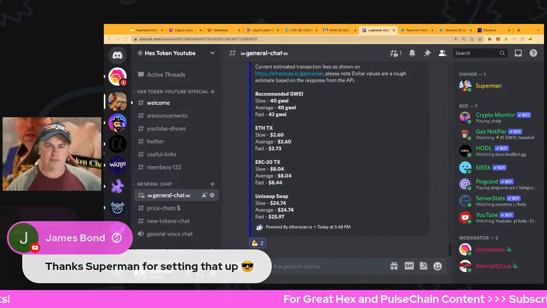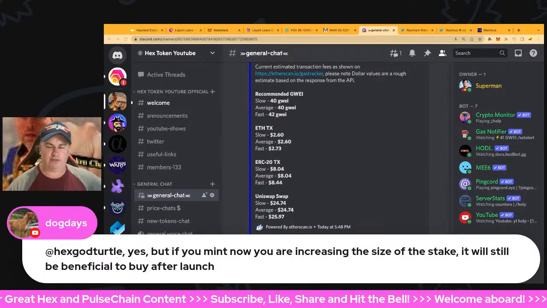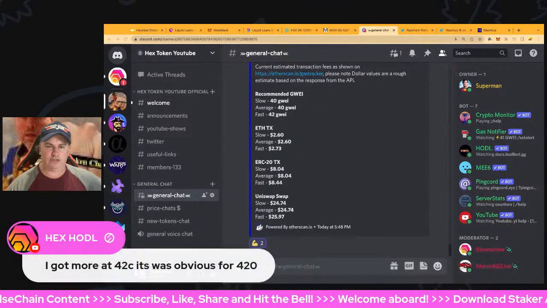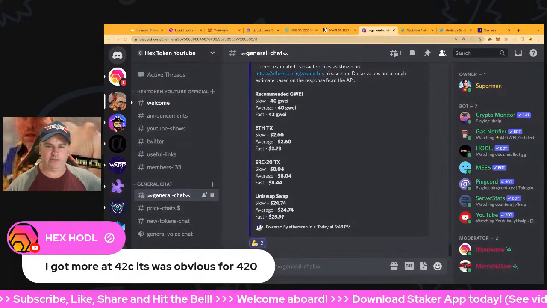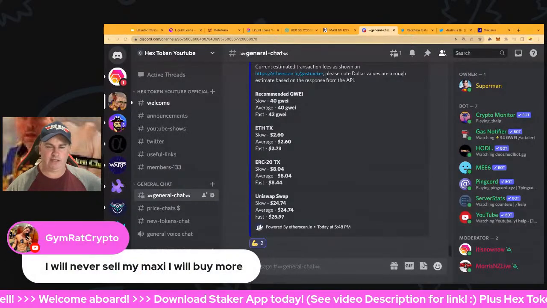If you mint now, you are increasing the size of the stake. It will be beneficial to buy after the launch. That's true. I get more at 42 cents. It was obvious for 420. Yeah, 42 cents probably not too bad as long as the pullback.